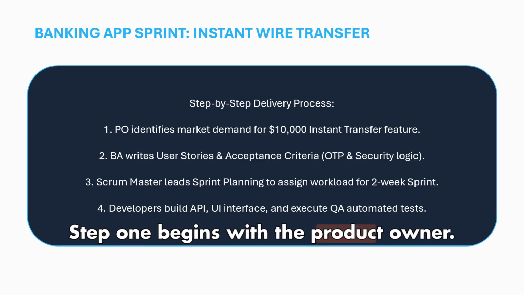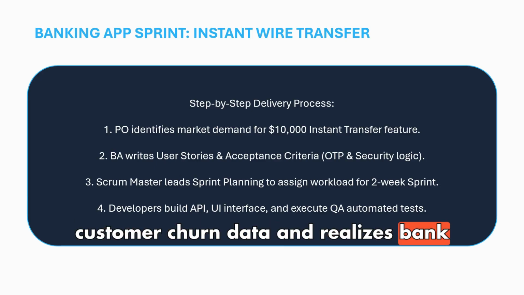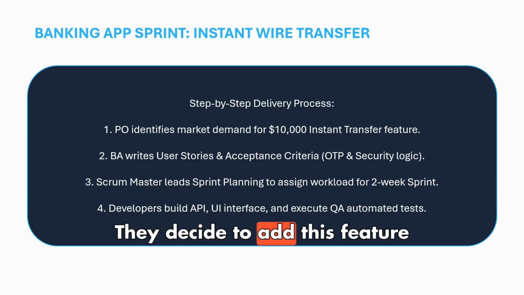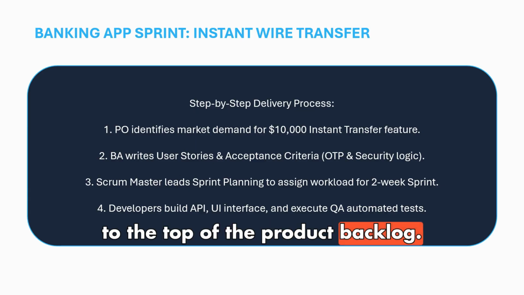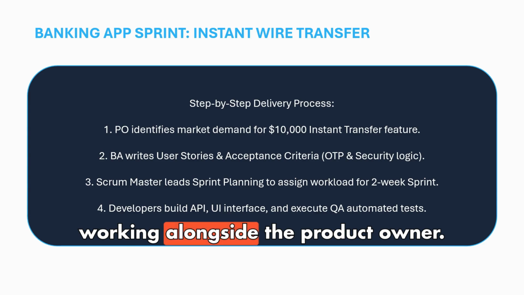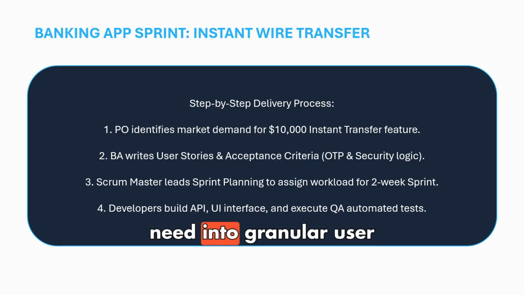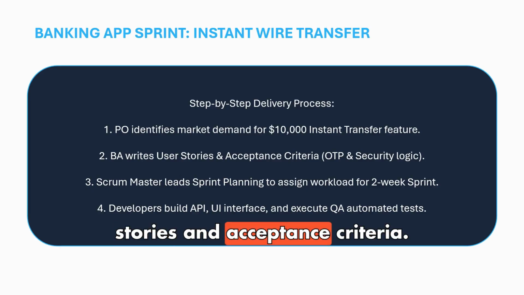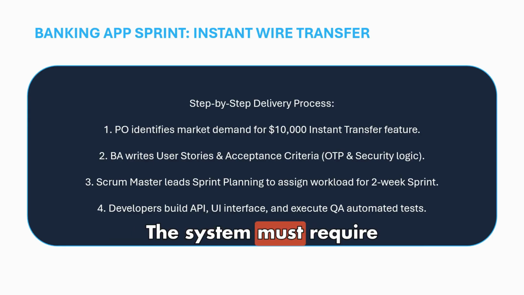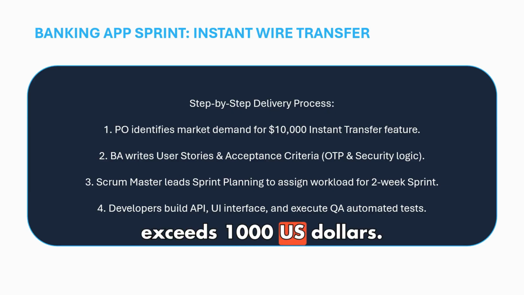Step 1 begins with the product owner. The PO analyzes customer churn data and realizes bank users are switching to competitors who offer instant transfers. They decide to add this feature to the top of the product backlog. Step 2 involves you, the business analyst, working alongside the product owner. You help translate that high-level business need into granular user stories and acceptance criteria. For example, you write out the business logic. The system must require a 2-factor OTP code if the transfer exceeds $1,000.